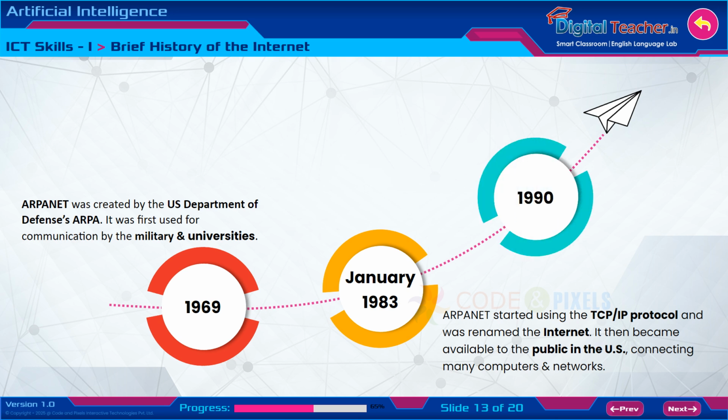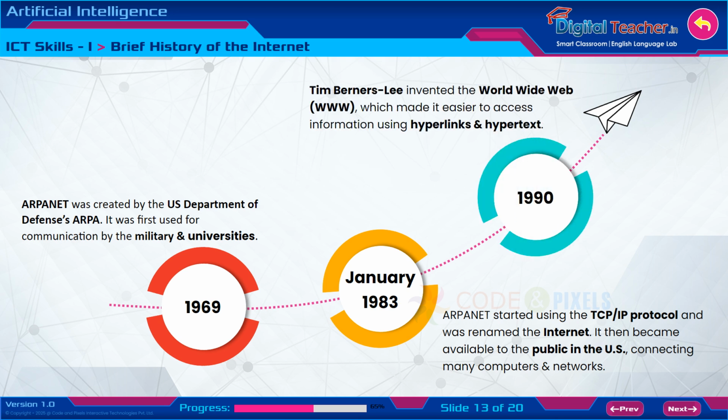In 1990, a computer scientist named Tim Berners-Lee invented the World Wide Web, which made it easier to access information using hyperlinks and hypertext. After that, the Internet became an important part of daily life.